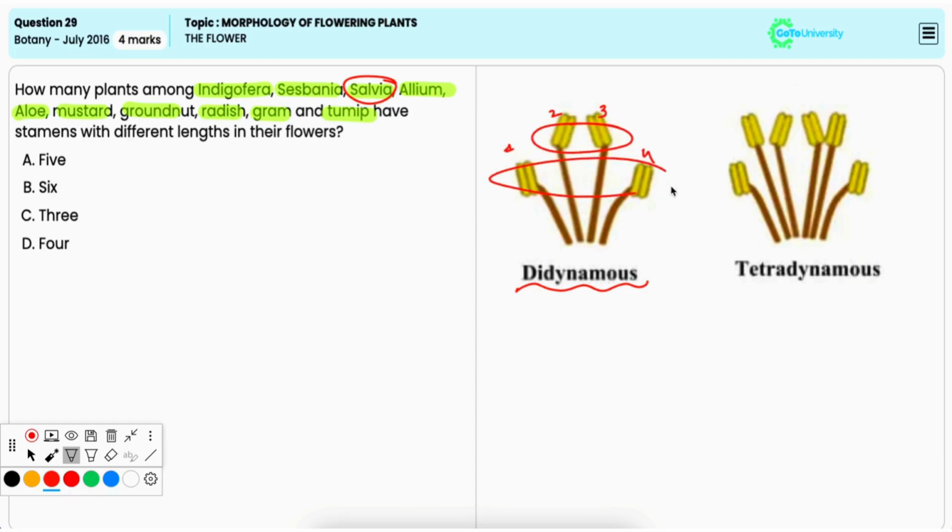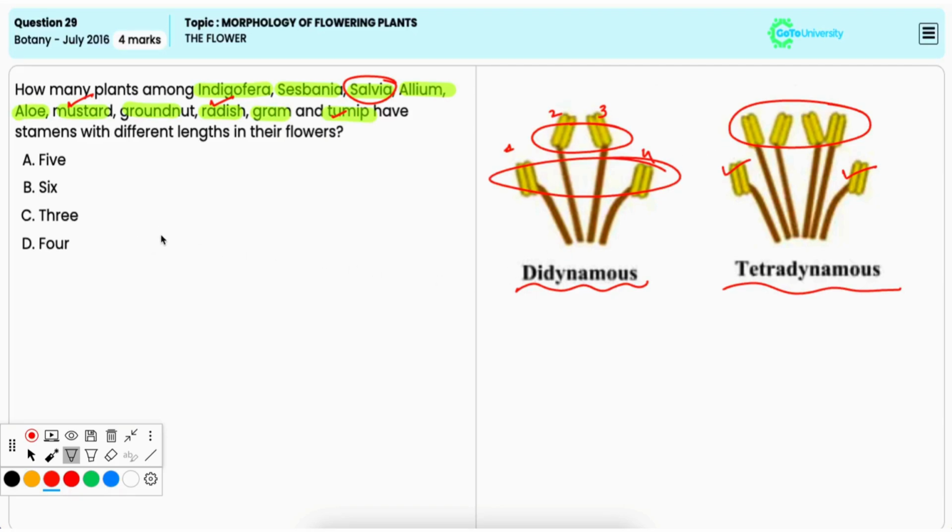Now, among the given plants, Salvinia has didynamous stamens, that is, there are four stamens in two pairs of different lengths, while mustard, radish, and turnip have tetradynamous stamens, that is, the flower contains six stamens, out of which four are longer and the rest are shorter. So, these four flowers have stamens of different lengths.